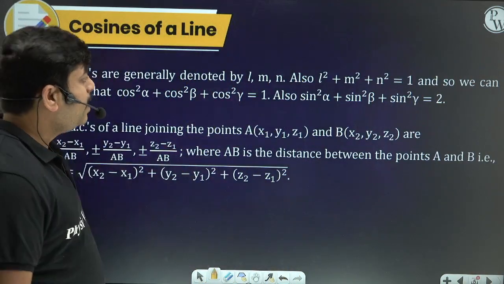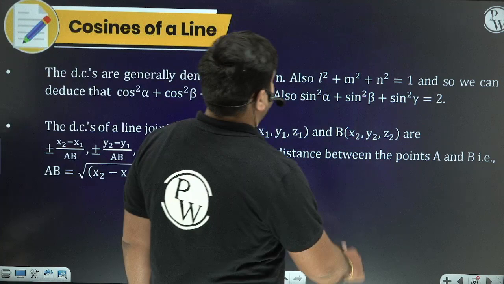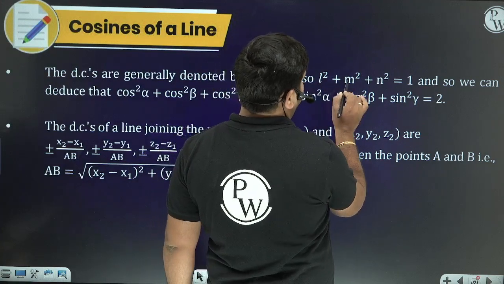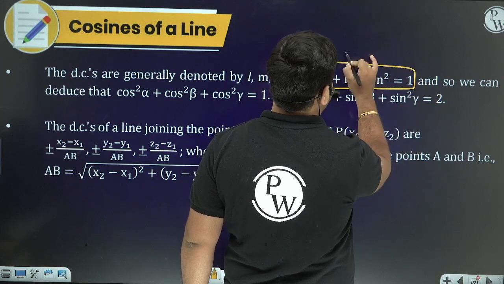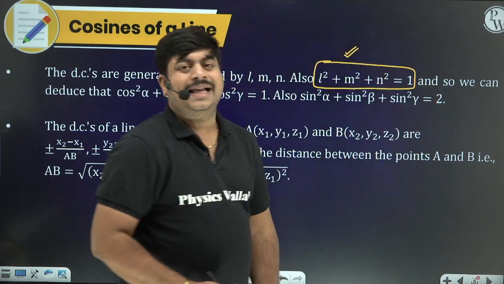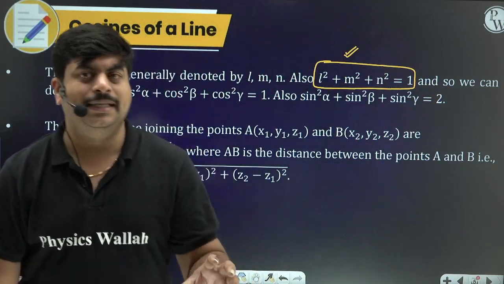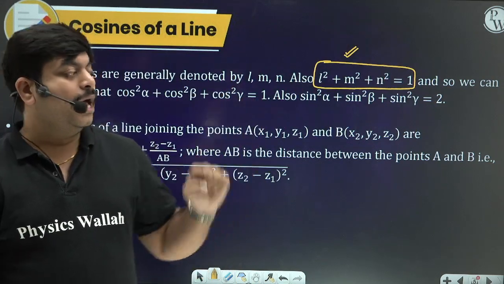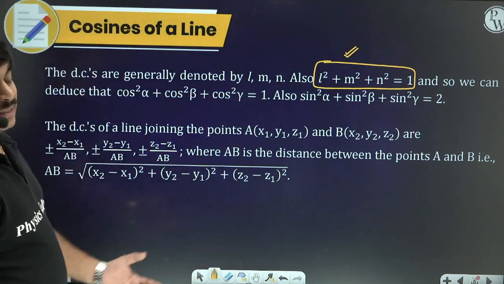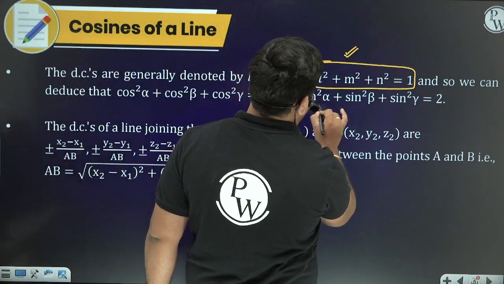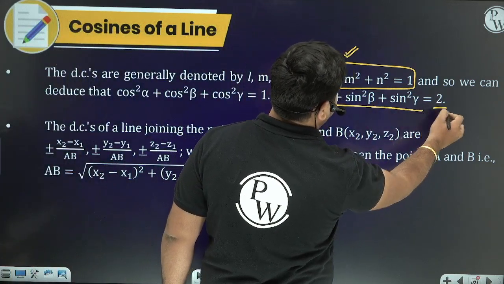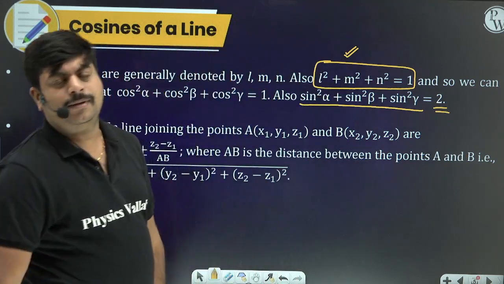The relation between the directional cosines: if l is cos alpha, m is cos beta, and n is cos gamma, then l square plus m square plus n square is equal to 1. That is the relation for directional cosines. When we convert the same thing into sine, sine square alpha plus sine square beta plus sine square gamma is equal to 2, since sine square plus cos square is equal to 1.